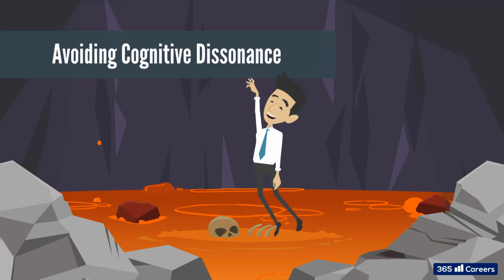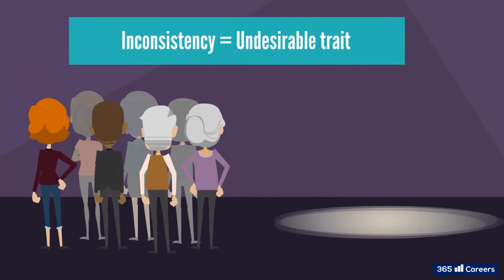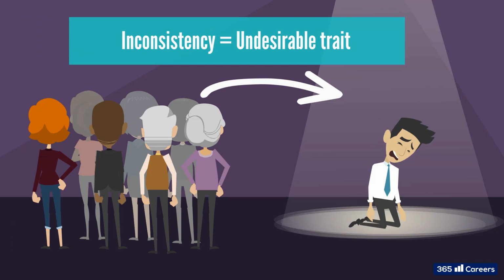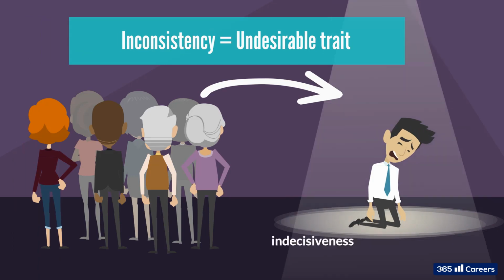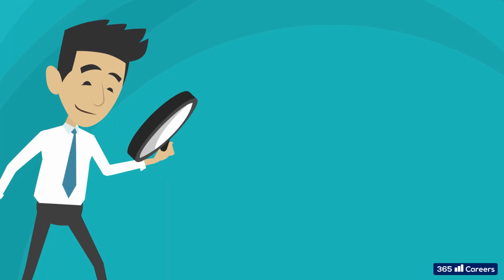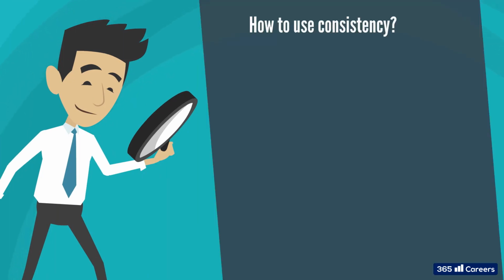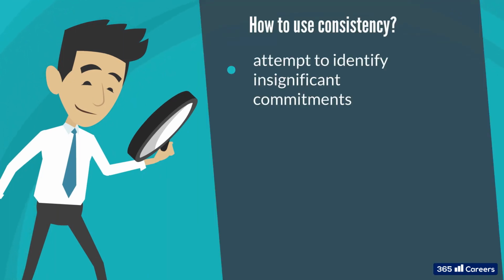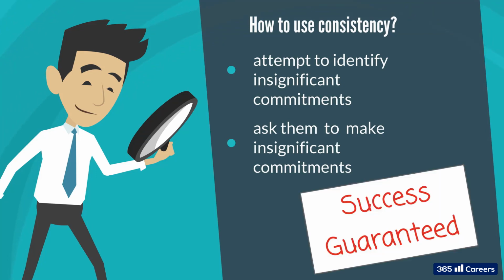Additional pressure to be consistent comes also from the fact that society largely views inconsistency as an undesirable trait, and often associates it with indecisiveness and even intellectual weakness. One way to tap into this persuasion resource is to attempt to identify and then ask for insignificant commitments the other person can make. There is tons of research in social psychology that clearly identifies the success of this strategy.